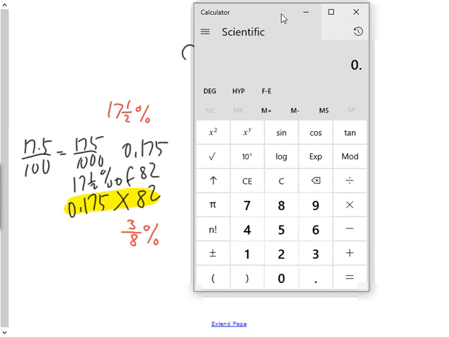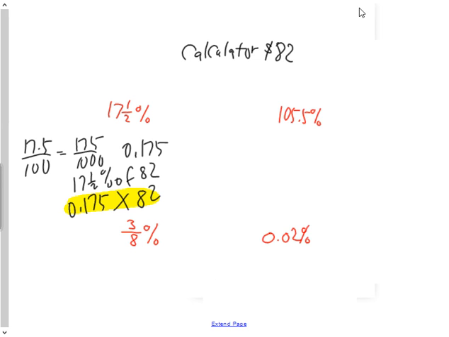Let me just see here. So it's decimal 175. 17.5% of 82 is $14.35. So 1 point for that as well.